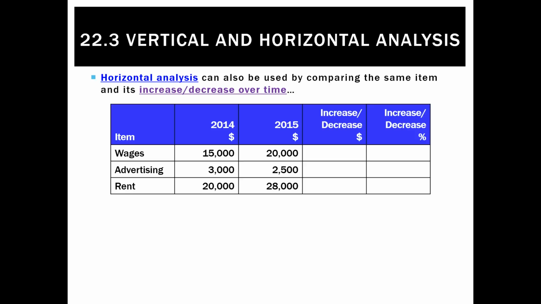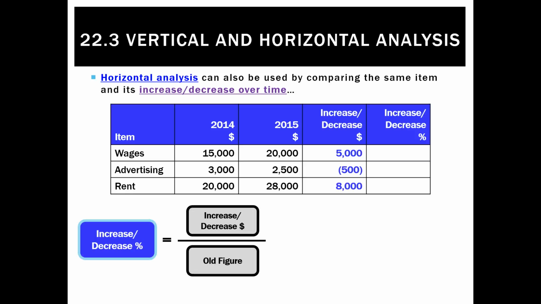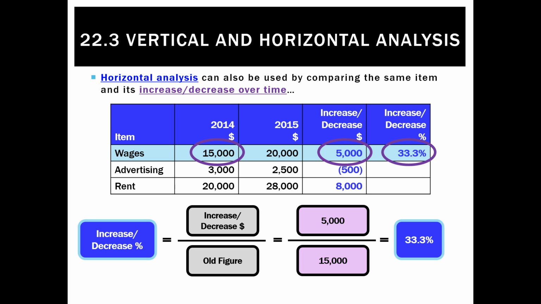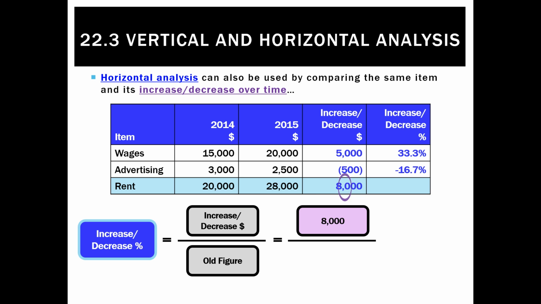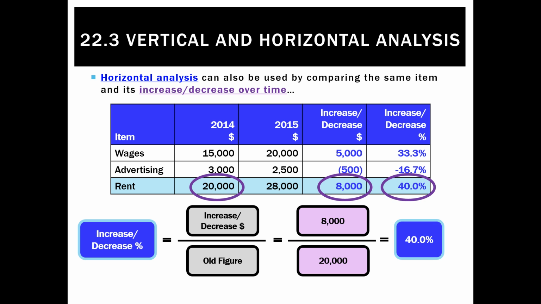One way to do that is we might have to do the numbers ourselves. So all we do is we take the increase for each year by taking the new number less the old number. So $20,000 of wages in 2015, less wages of $15,000 in 2014. Advertising went down by 500, and rent went up by 8,000. And then as a percentage, we take the increase or decrease and divide it by the old figure. So in this case, we're going to take these variances and divide them by the 2014 number. So in that case, we'd take 5,000 and divide it by 15 would be 33%, and so on. So that's how we get those numbers, which now allow us to make that horizontal comparison.